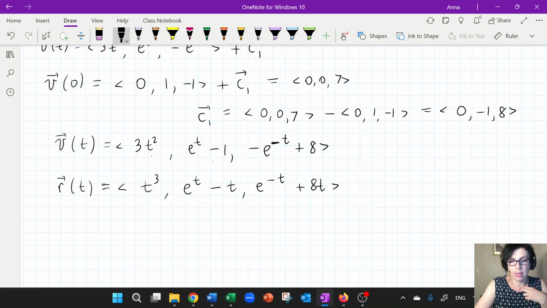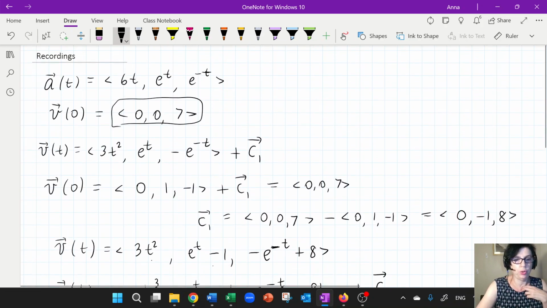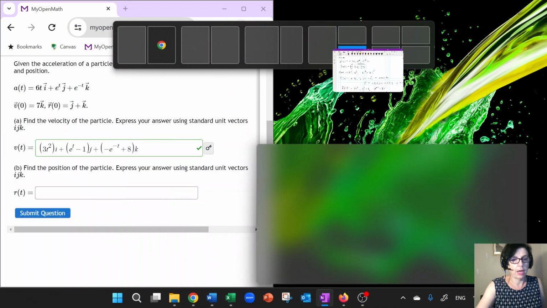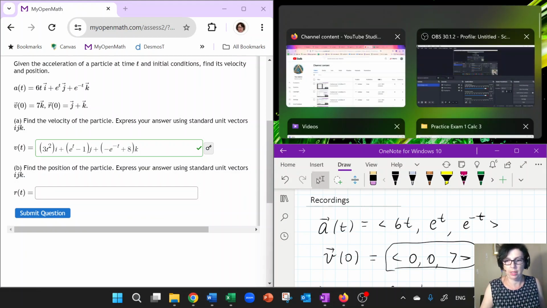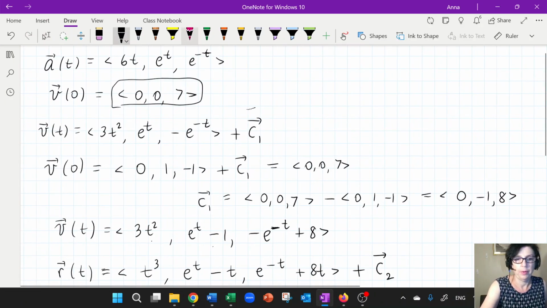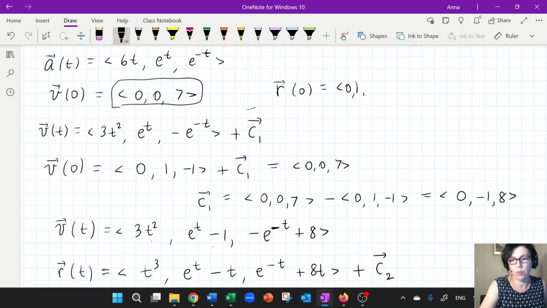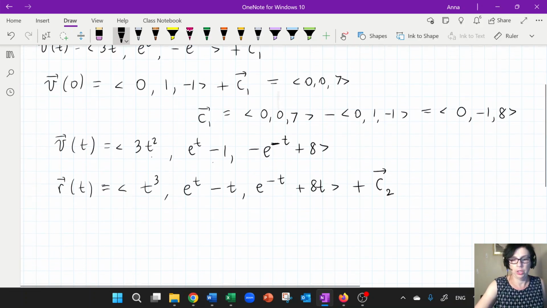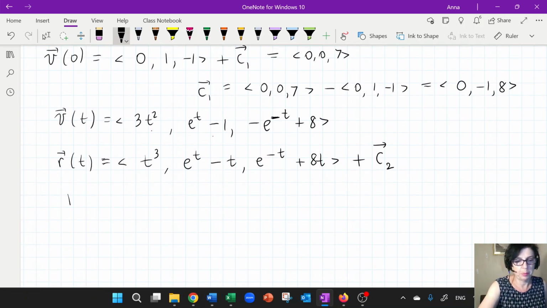Now, again, we do not know this other constant vector. In order to solve for it, we need to use the initial condition. They told us that r of 0 should be j plus k. So we have the initial condition r of 0 is j plus k, which just means 0, 1, 1, right? That's the initial condition. Okay, so let's plug in 0 for t.